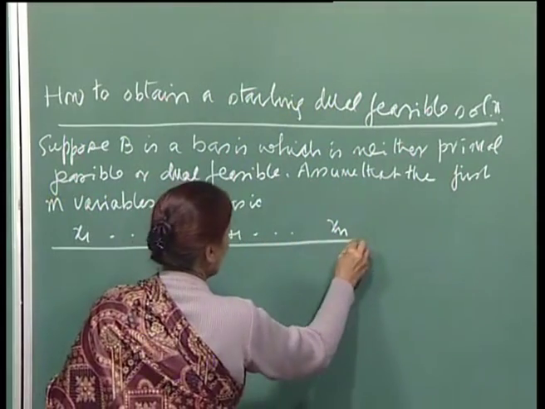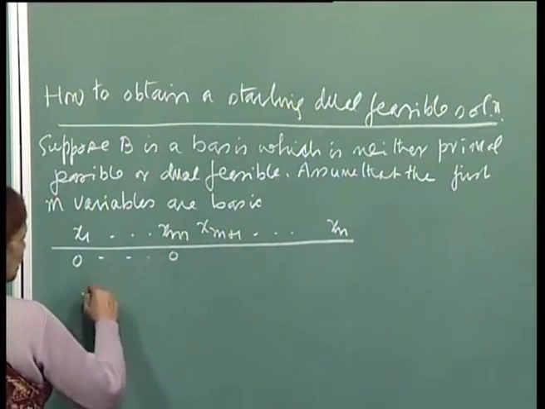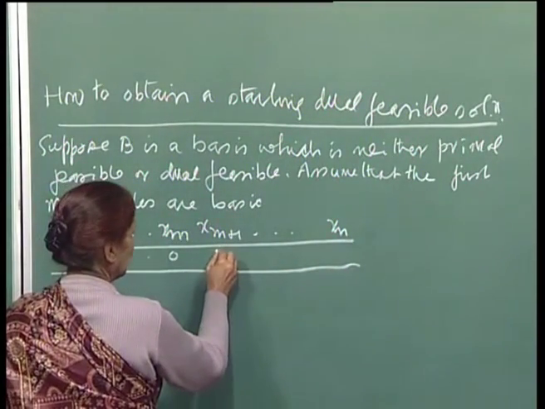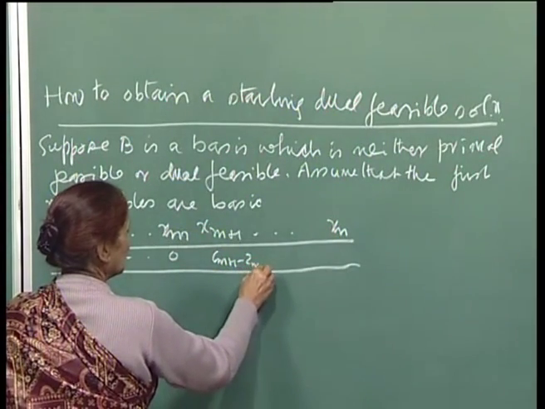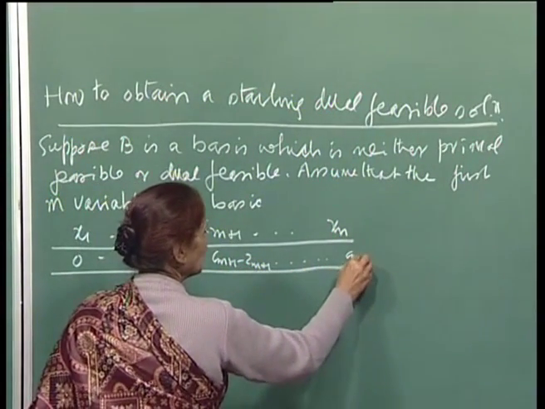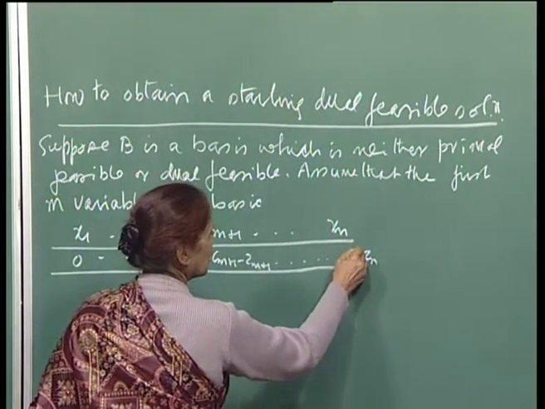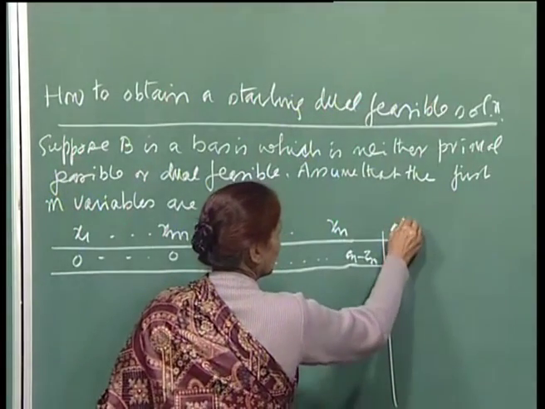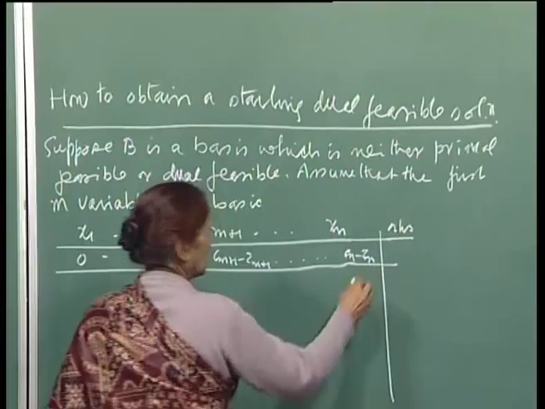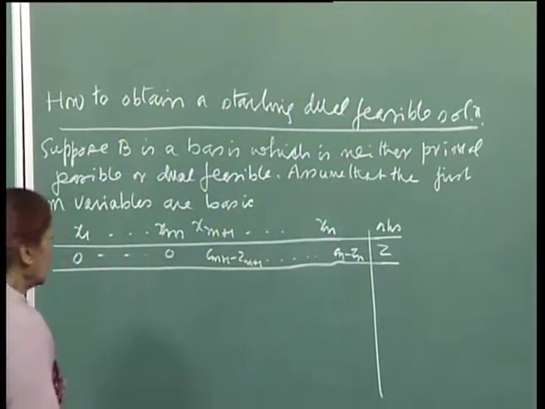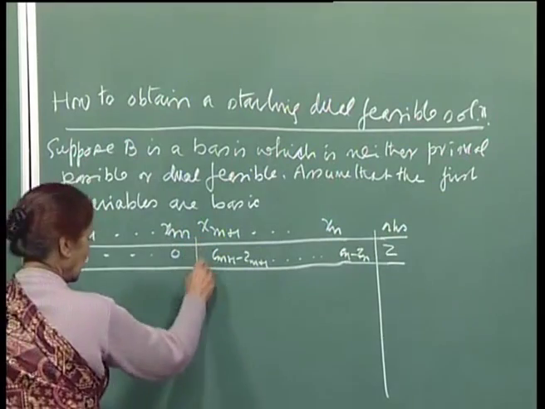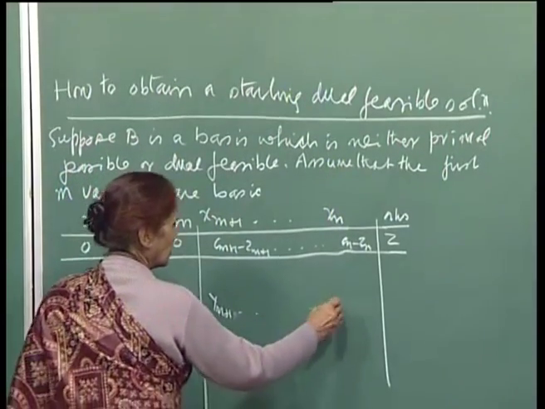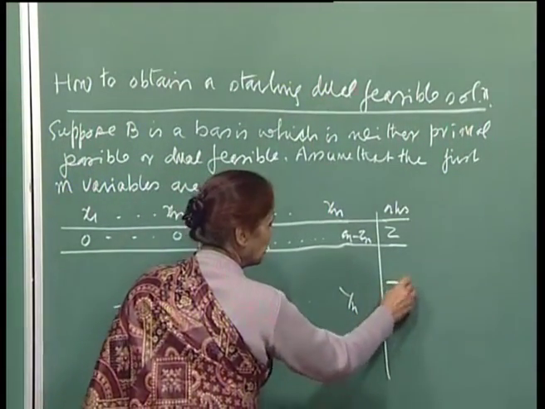Here you have all zeros, because these m variables are in the basis. Then you have Cm plus 1 minus Zm plus 1 and so on up to Cn minus Zn. And this is your right hand side, whatever the value of Z. This is a matrix which is I here. Here you have your y m plus 1 and so on, y n, and you have your b bar.